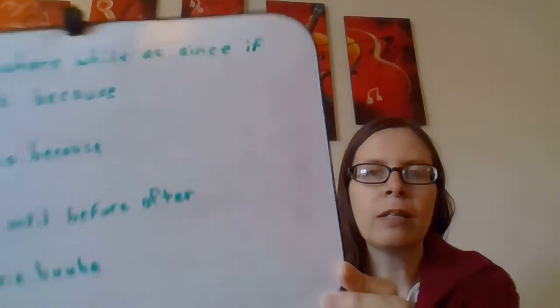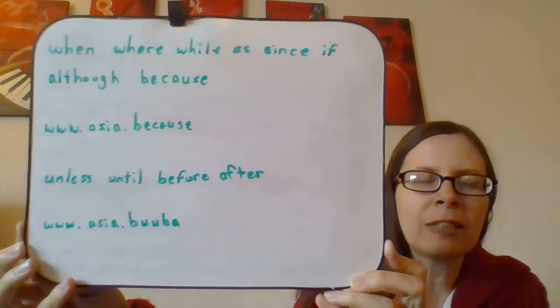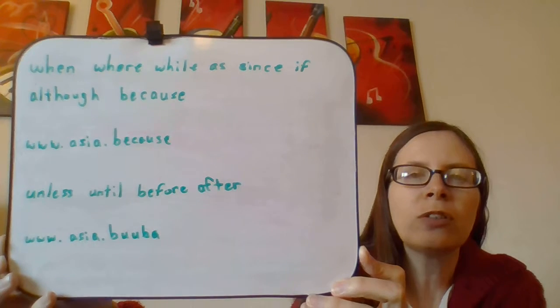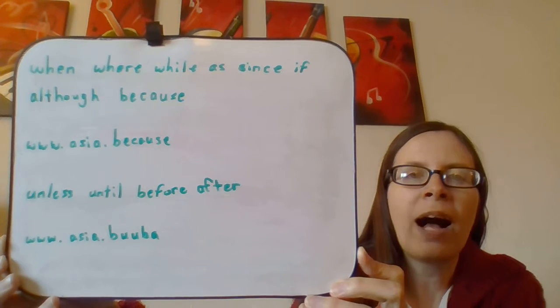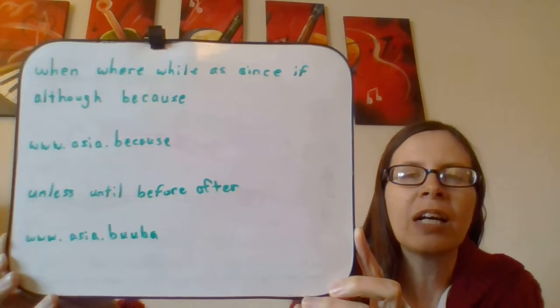And the easy way to identify them is by the word that starts the clause, the clause starter, okay? I'm going to show you guys, I wrote some down. So here are some clause starters: when, where, while, as, since, if, although, because.